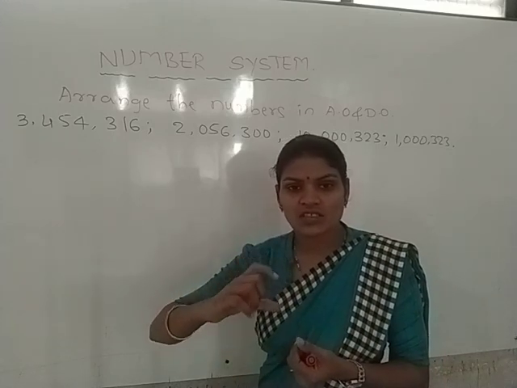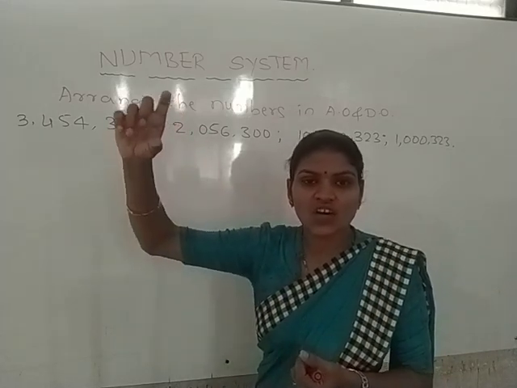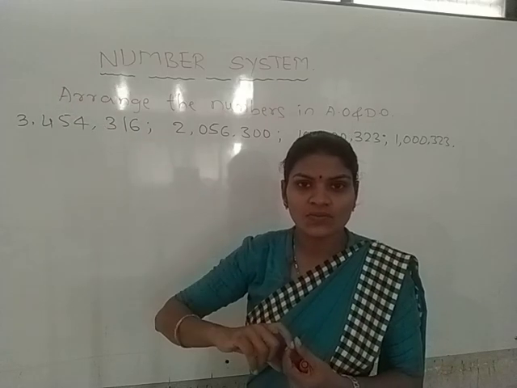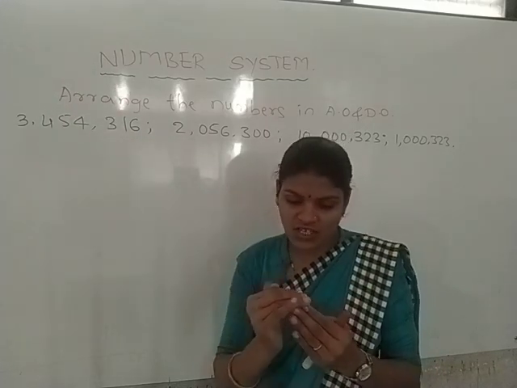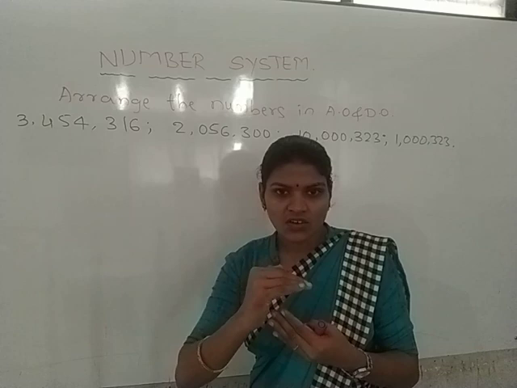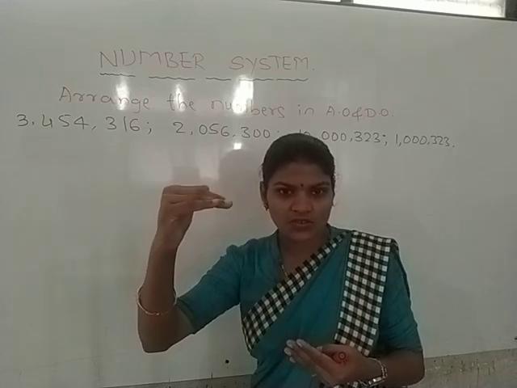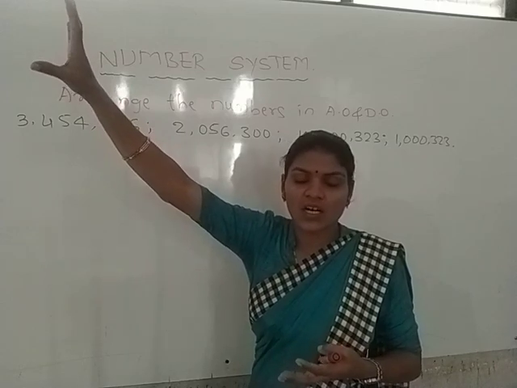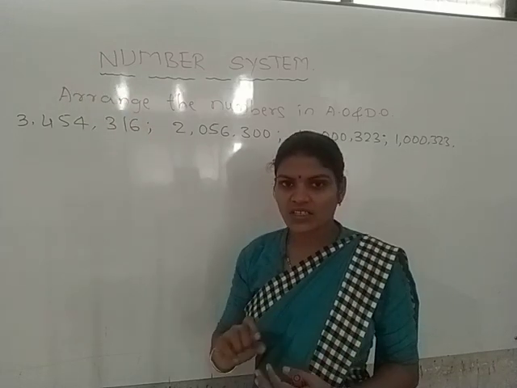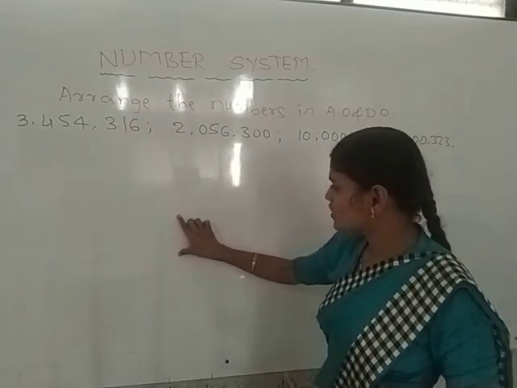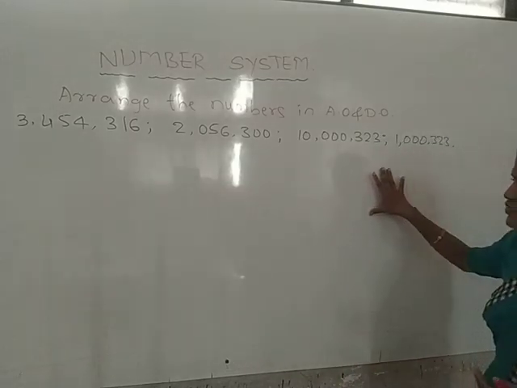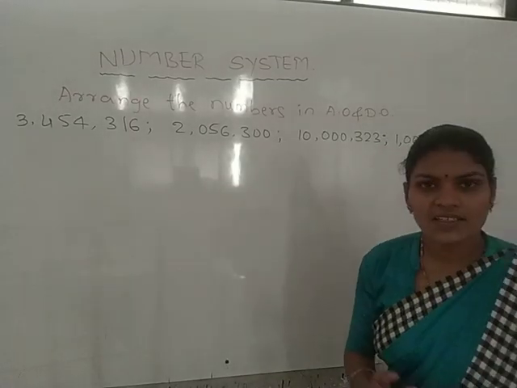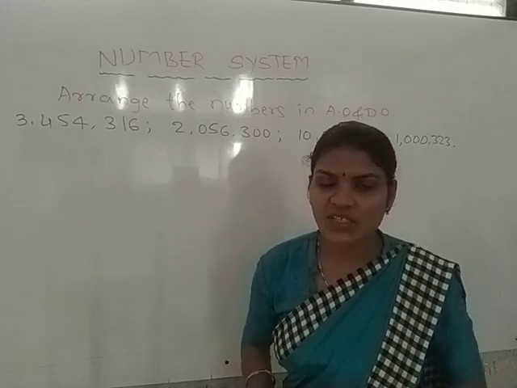Your mother, how does she arrange all the boxes in your kitchen room? In ascending order, smaller one first, next coffee powder, tea powder, sugar, flour, like that she arranges her boxes in the kitchen room. That is smaller, bigger, bigger, bigger, means what is it? Ascending order. Descending means it's exactly the reverse order.